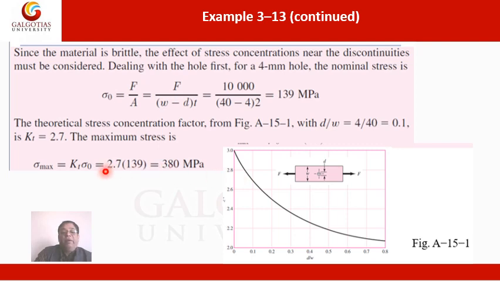So you multiply this stress concentration factor with the nominal stress value, and that will give you the maximum stress produced in the hole of 4 mm. The same thing you have to repeat for the 8 mm hole. Then you will compare in which case the maximum stress is produced.